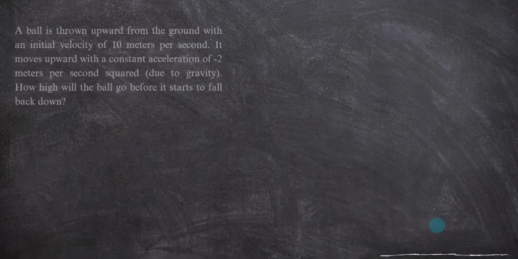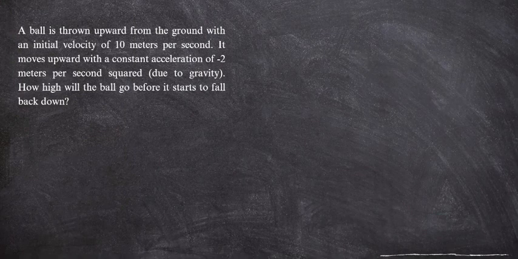So our next example is: a ball is thrown upward from the ground with an initial velocity of 10 meters per second. It moves upward with a constant acceleration of negative 2 meters per second squared due to gravity. How high will the ball go before it starts to fall back down?